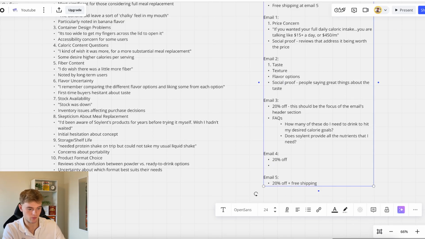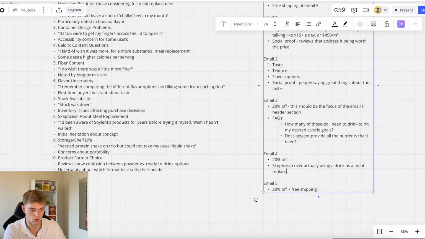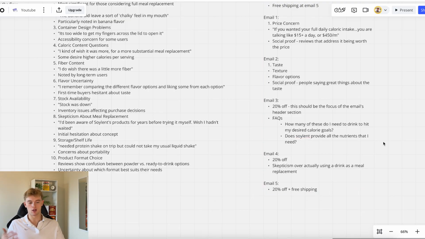Skepticism over actually using a drink as a meal replacement. That might be a really common thing that pops up. Then we might address that in email 4.